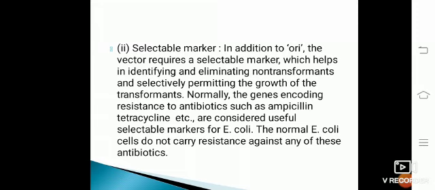When we insert a foreign gene or foreign DNA into the vector, it loses the antibiotic resistance gene. In this way we use the selectable marker to select the transformants. Transformation is a process through which a piece of DNA is introduced into the host bacterium. It means the foreign gene is present in this bacterium.